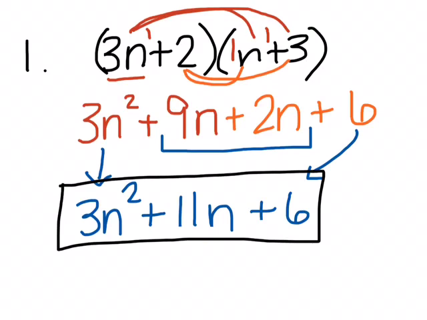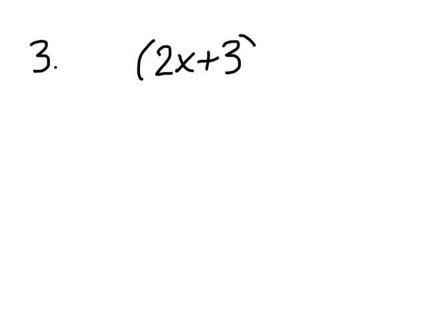Let's look at number 3. Number 3 is 2x plus 3 times 2x minus 3. So immediately I think I need to be careful with my signs because I see that negative 3 there. Again, these are x to the first power. I like to write that in to remind myself to add my exponents.